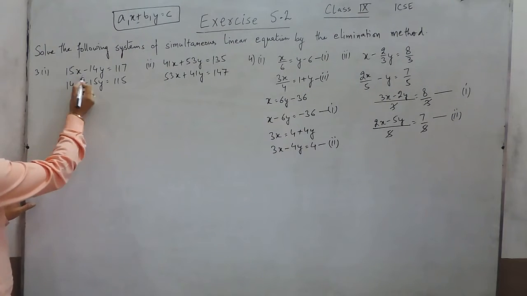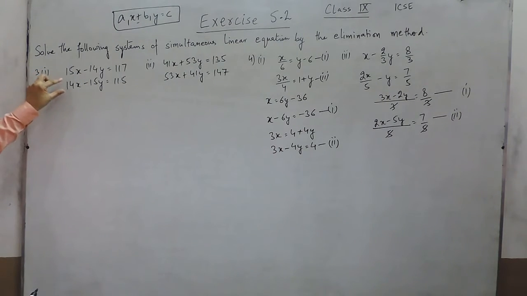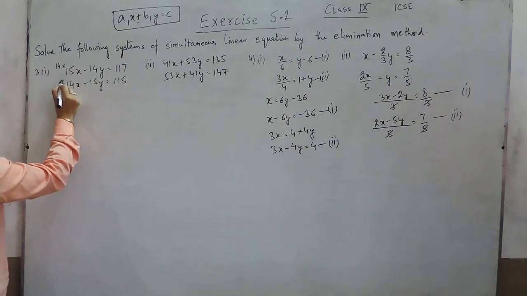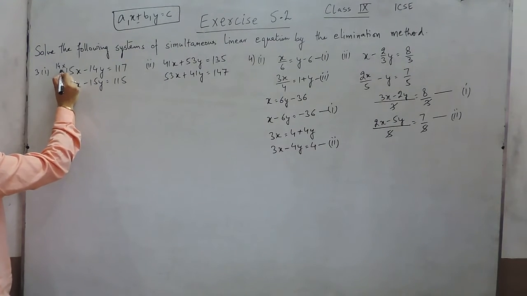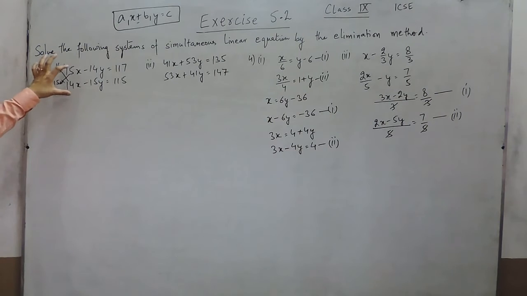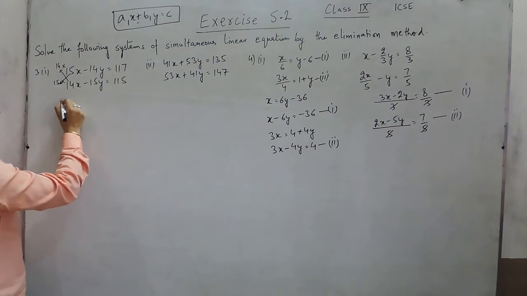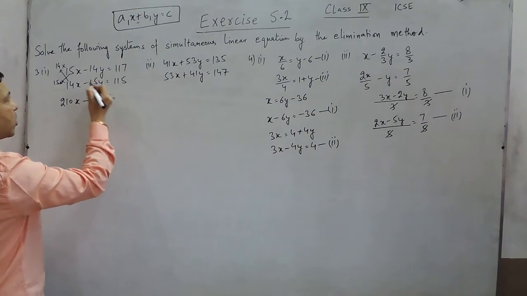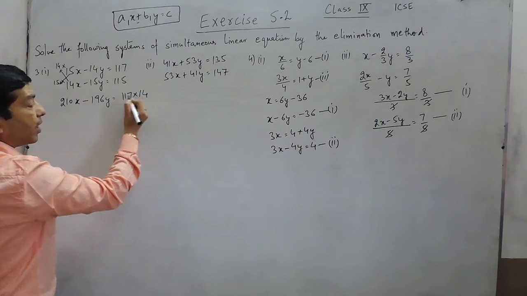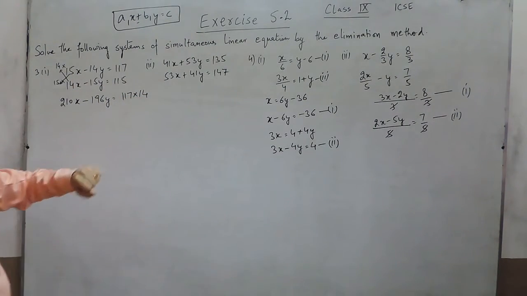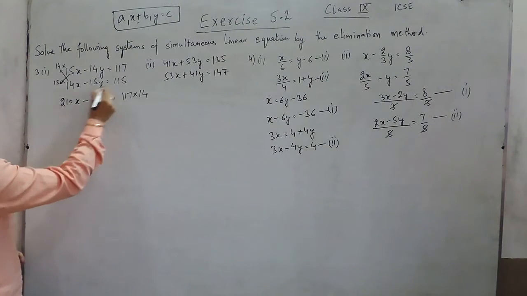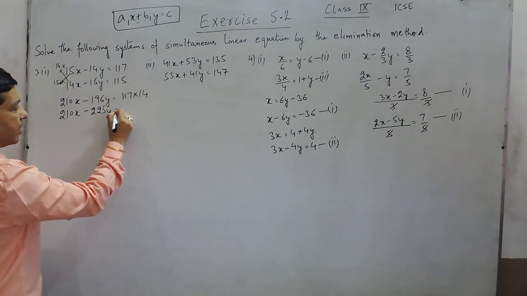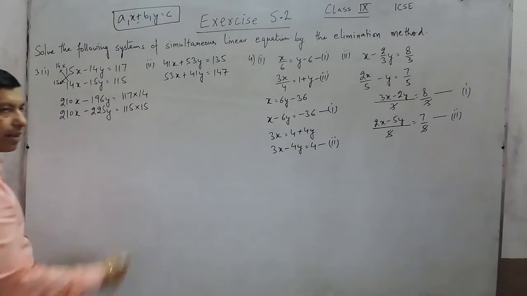Now to solve it, we have to equate either the coefficient of x or the coefficient of y. Suppose we are equating the coefficient of x, so we are multiplying this by 14 and this by 15. As I told you, we cross multiply the two equations so that the coefficients become the same. So 14 into 15 is 210x minus 14 into 14 is 196y equals 117 into 14. Here I am not multiplying it by 14, we will multiply it at the last. The second equation is 210x minus 225y equals 115 multiplied by 15.